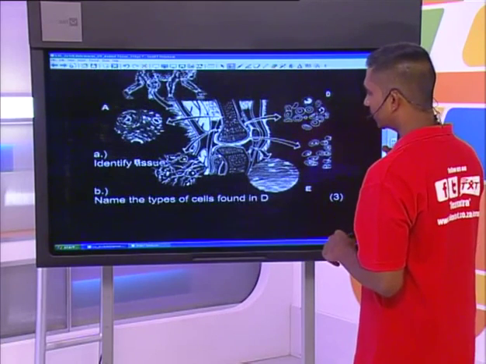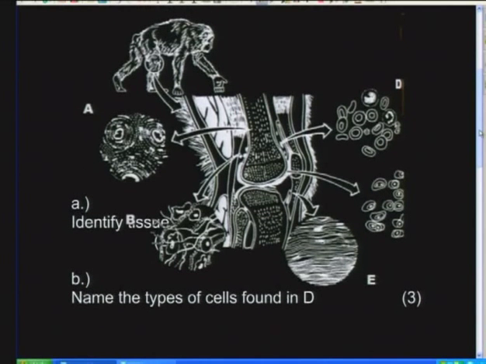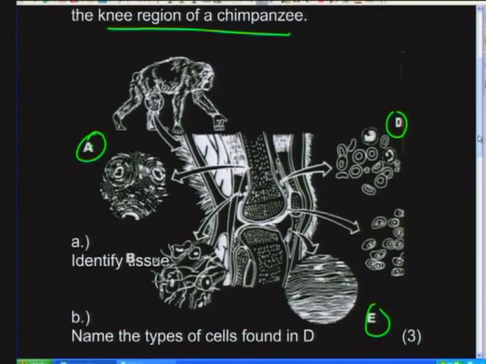So here we've got quite a few tissues. We've got tissue A, we've got tissue B, C, and D. So the first question is, identify tissues A, B, C, D, and E. Okay, we cannot see E very clearly here, but when we look at this diagram that points to the structure here. Now, when we looked at the previous diagram of the human, we saw that this was the bone, so this would be the bone, or the bone connective tissue.